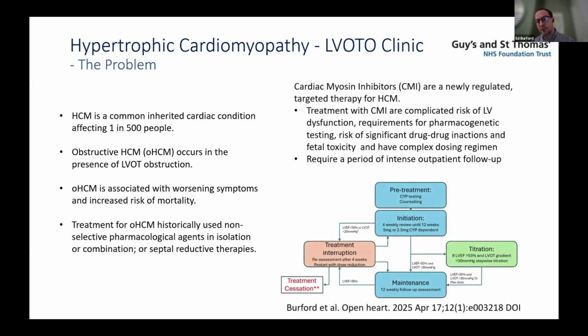So at the end of 2023, cardiac myosin inhibitors, namely mavacamten, were approved for regulation in the UK, and we started using this in January of 2024. It's a very effective medication for symptom control, reduces left ventricular outflow tract obstruction, and we know it increases exercise tolerance. But it comes with significant challenges from a pathway or a service point of view.